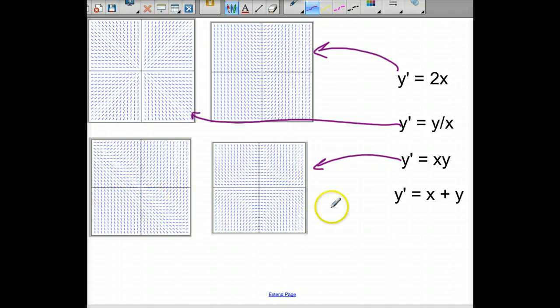And then we'll leave this. It must be x plus y. But pick a point. Like, how about this one? If we have a negative x plus a negative y, we'd have a negative slope. Or a positive x and a negative y.